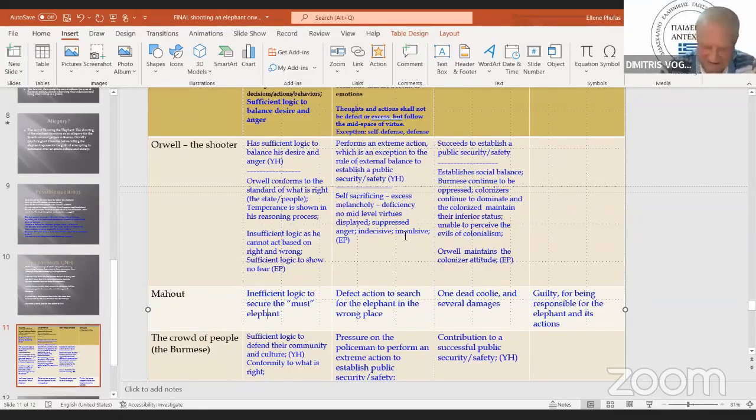The effort of these lectures is to point out when do we have internal and external balance. So when we analyze a chapter, we have to find out the sentences, the ideas of internal or external balance.